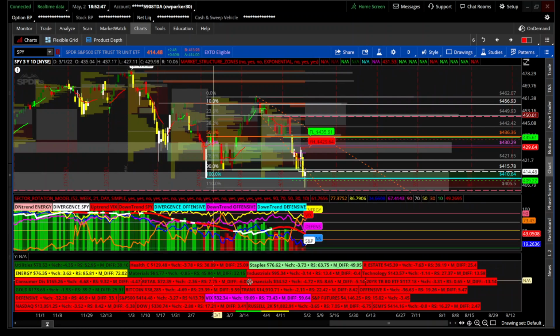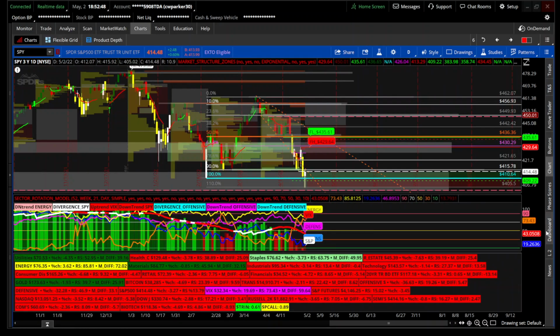Right now, what I want to pay attention to are the labels. As you can see, you have staples in the green and you have energy in the yellow, which means energy is coming up. It's coming back from its 5-day downtrend. Everything else is still pretty much red, and you still have materials, utilities, and gold still in the red. In the green, I apologize.